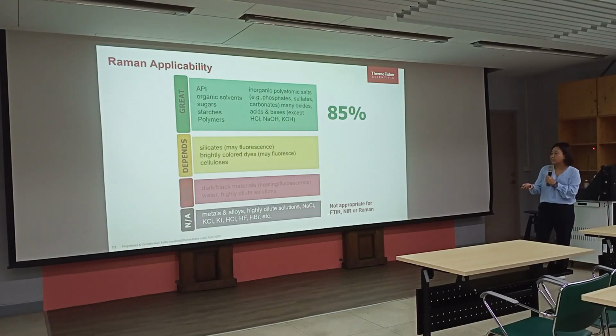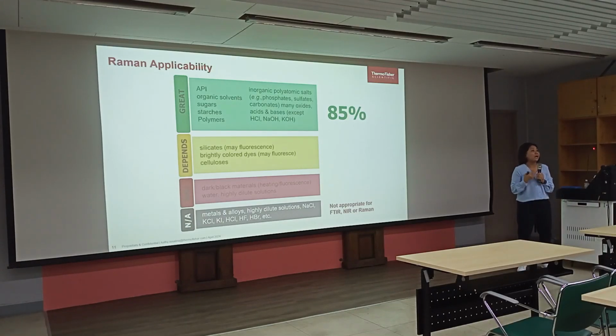And for FTIR, NIR, or even Raman, unable to analyze things like metals, alloys, or very diluted samples, and also include the ionic salt, like I just mentioned. So if you want to analyze ionic salt like sodium chloride, potassium chloride, then you have to go for the XRF technologies.